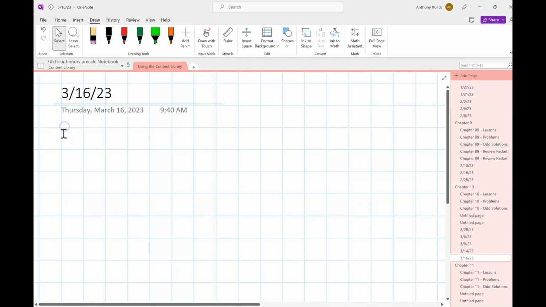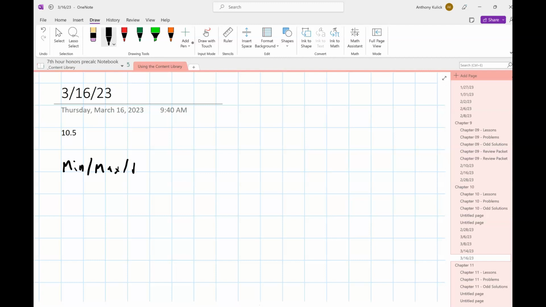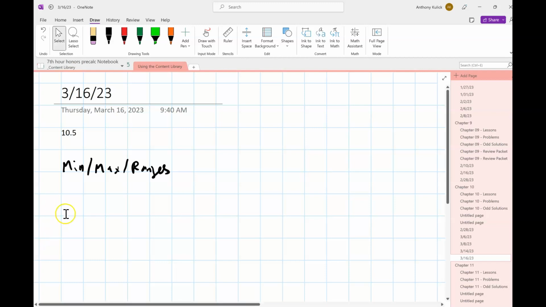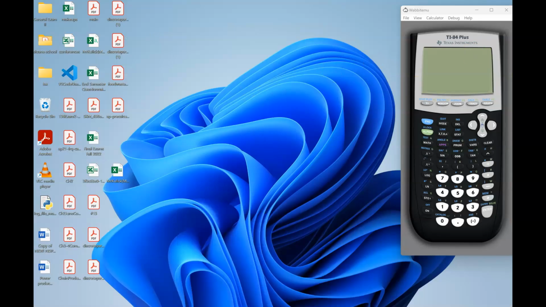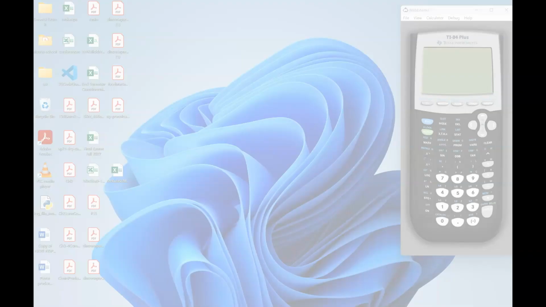We're going to finish out chapter 10. So we're going to start by talking about mins and maxes and ranges for these polar functions. So let's just take a look at some examples here.